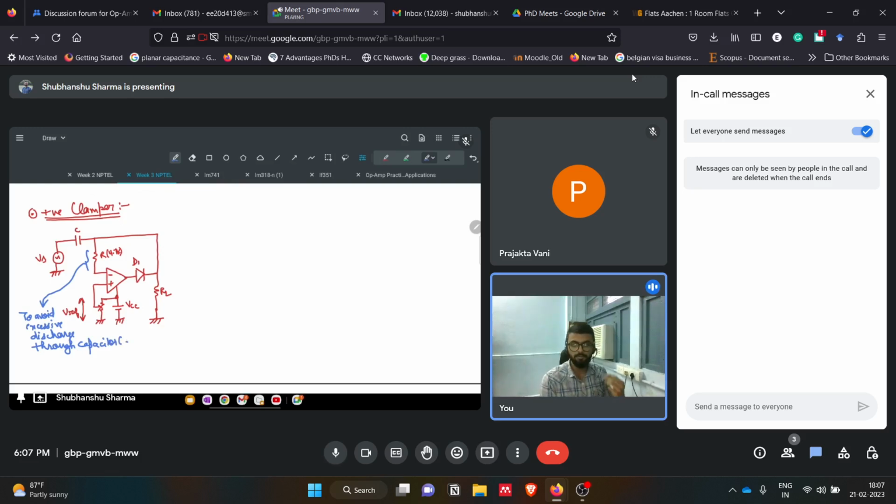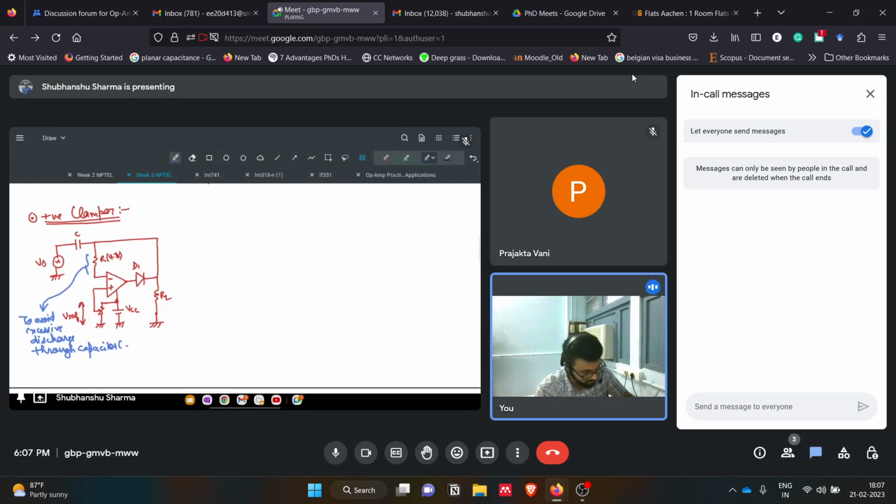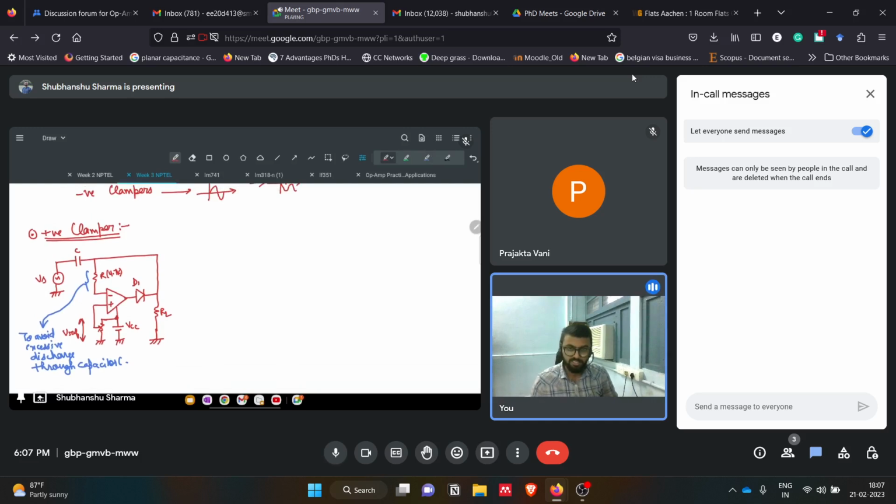So we want this capacitor to be holding that charge for long so that we can realize this positive clamper. That's why we use a resistor R here, so it will not easily discharge this capacitor. So the charge will be there for a long time on the C. So we'll go step by step how this clamper works.